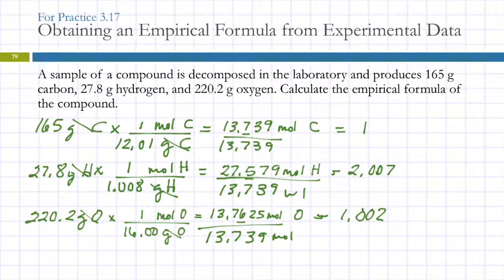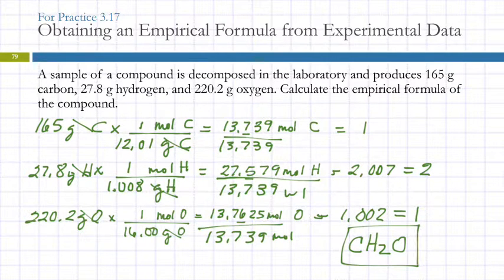These numbers are all within 0.1 of a whole number. Within 0.1 means it's 2.1 or less, 1.99 or higher. Okay, so 1.9 or higher. So this can be rounded to 2, and this can be rounded to 1. And those are our subscripts. So we have C1, H2, O1. Just don't write the ones. Empirical formula. Any questions?